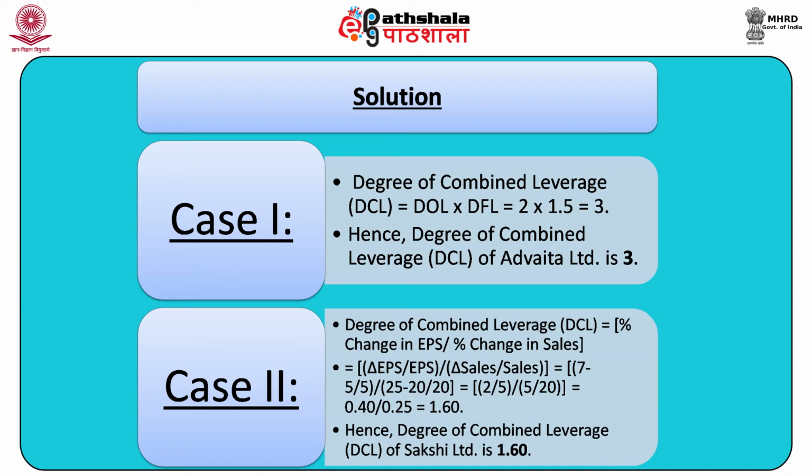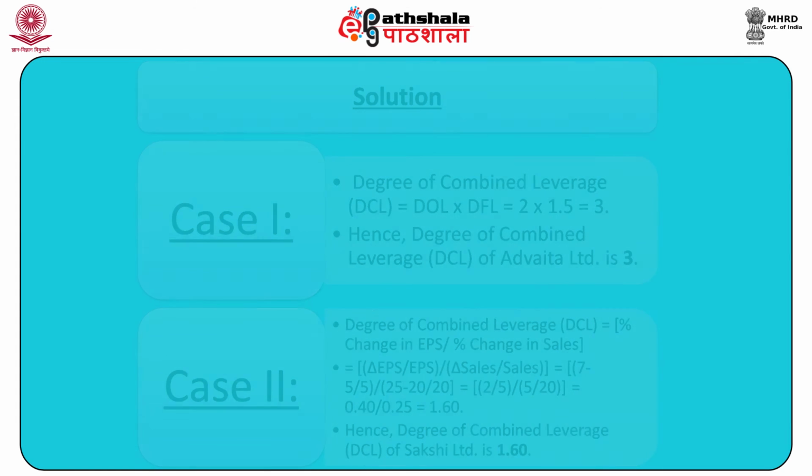Case 2. Degree of combined leverage is equal to percentage change in EPS divided by percentage change in sales, which is equal to delta EPS divided by EPS whole, divided by delta sales divided by sales, which equals [7 minus 5] whole divided by 5, divided by [25 minus 20] whole divided by 20, which equals 2 divided by 5 whole divided by 5 divided by 20, which is equal to 0.40 divided by 0.25, which gives 1.60. Hence, the degree of combined leverage of Sakshi Limited is 1.60.